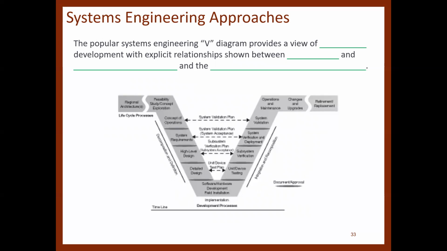But what we have here is called the V diagram. The popular systems engineering V diagram provides a view of life cycle development with explicit relationship shown between requirements and system definition and developed and validated product. So in this, you have a V shape, and each one of the areas of this V shape is representing a step of the process.